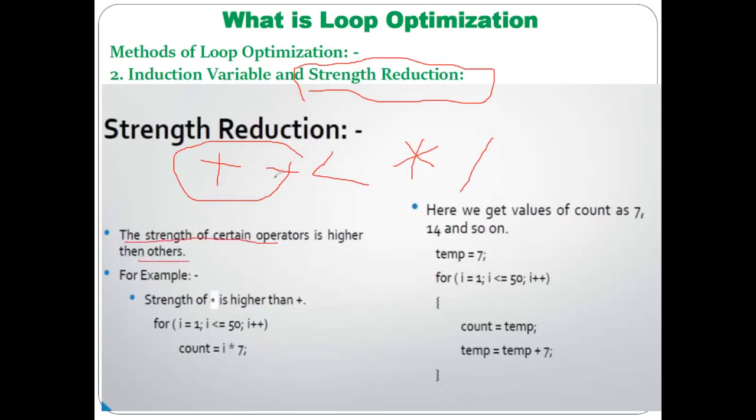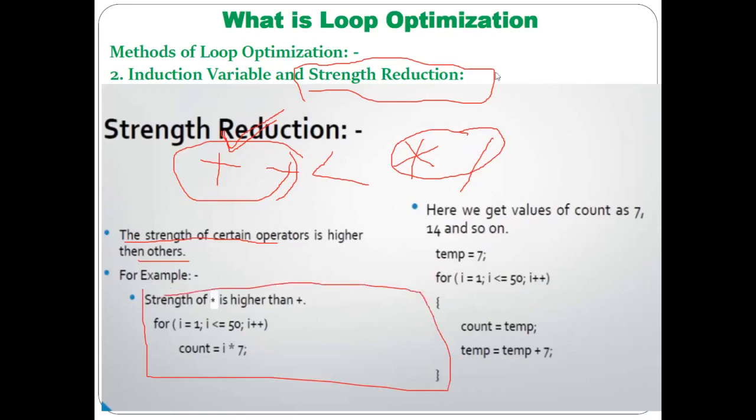Now which operator is more beneficial to utilize, the less strength operators or the more strength operators? Definitely the less strength operators will require less processing. If the processing requirement is less, execution speed will be more. So generally the preference will be given to the less strength operators instead of high strength operators. So if the programmer has utilized the high strength operators, then it might be possible for the compiler to reduce its strength by replacing that high strength operator with less strength operators. For example, let's see.